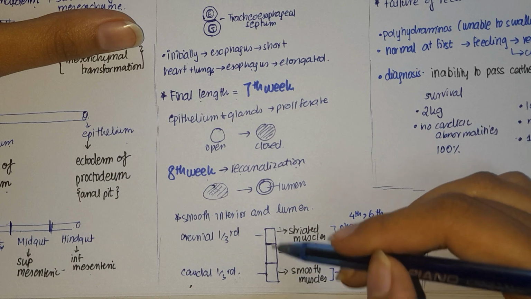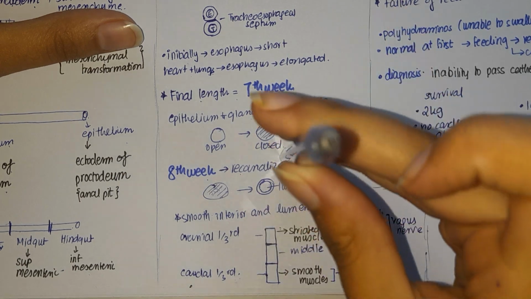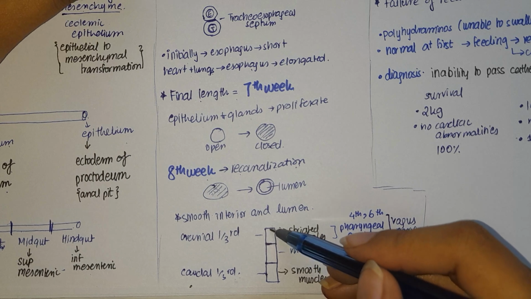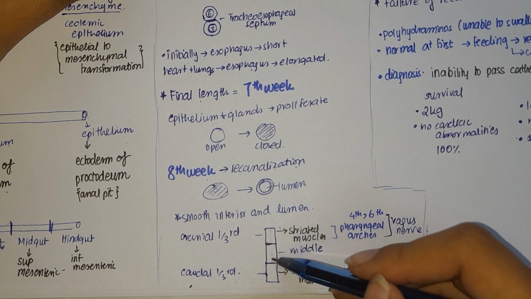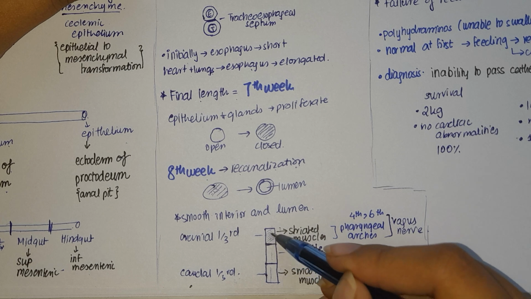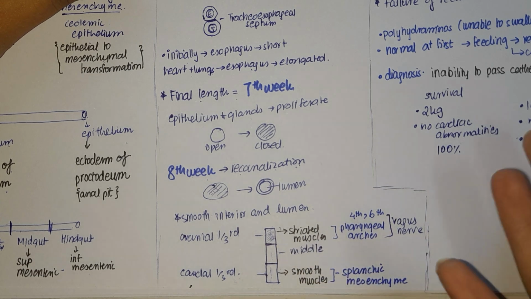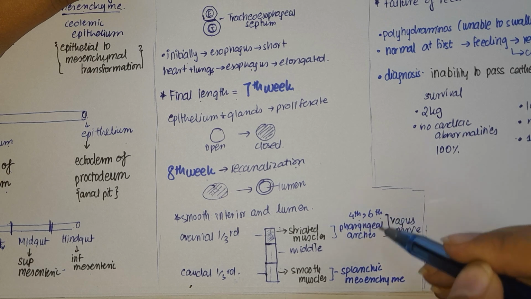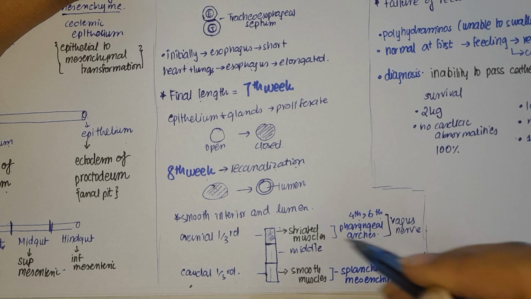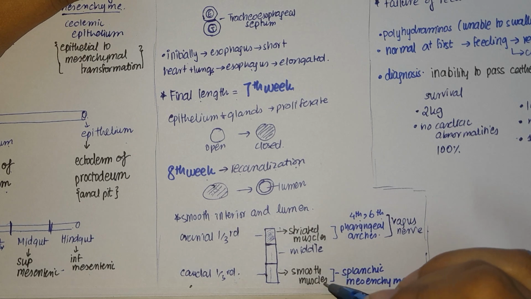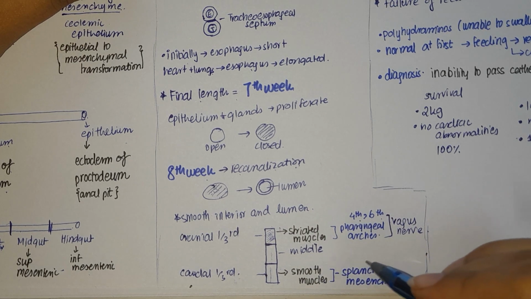Now if you have the esophagus like this, I have now straightened the tube, and it has been divided into three segments: the cranial 1/3 portion, the middle 1/3 portion, and the caudal 1/3 portion. The cranial 1/3 portion is made up of striated or skeletal muscles. This muscle is coming from the 4th and 6th pharyngeal arches. The middle one is mixed muscle, and the caudal 1/3 is made up of smooth muscles, and these smooth muscles are coming from splanchnic mesenchyme.